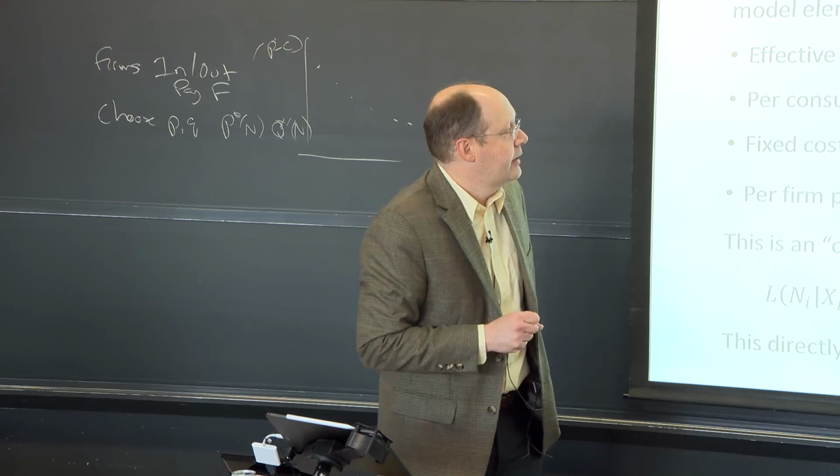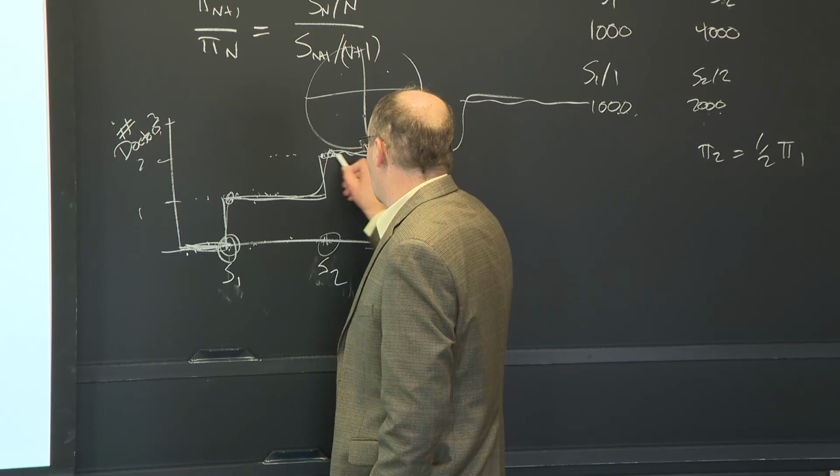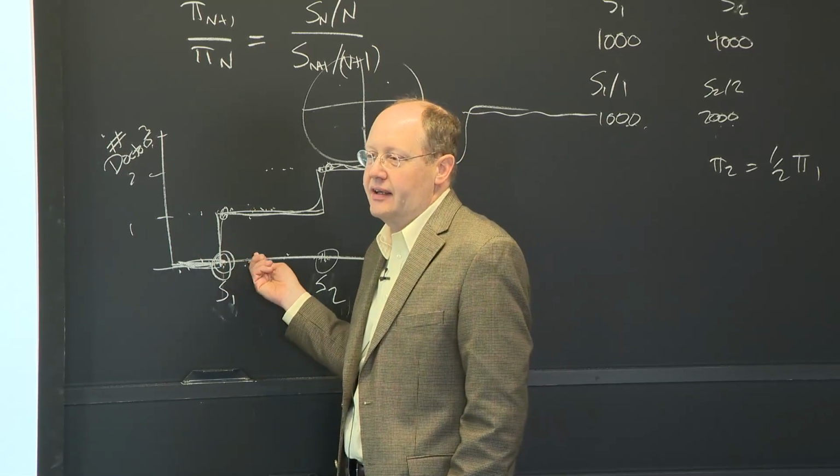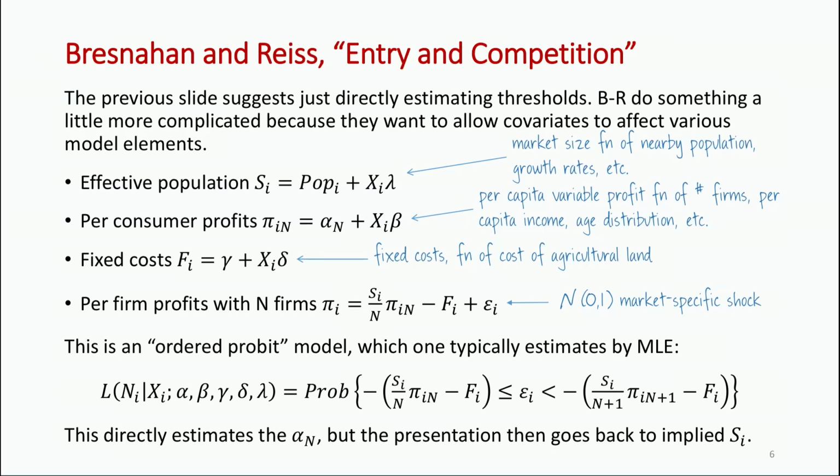Okay. The previous slide suggested what Bresnahan and Reiss were going to do is put population on the x-axis, number of doctors on the y-axis, and then just draw a curve like this that best fits the data. That's not exactly what they do because they want to have a lot of covariates in the regression that are also affecting all of the elements. So basically they set up the models.